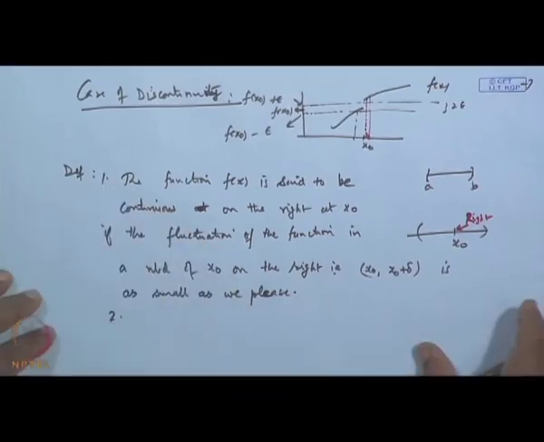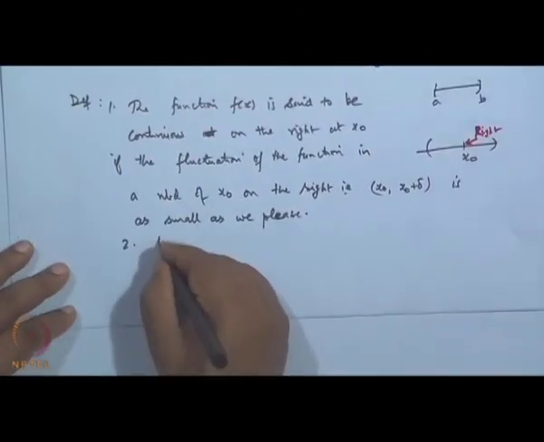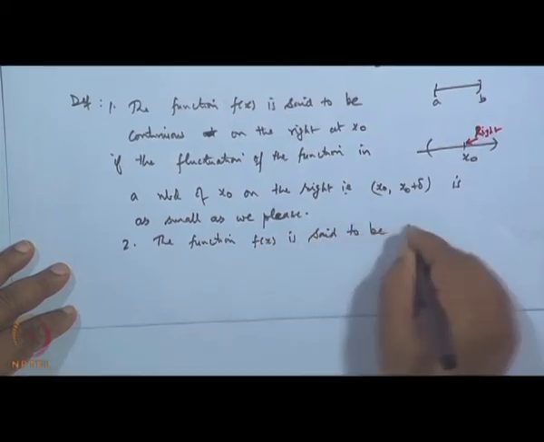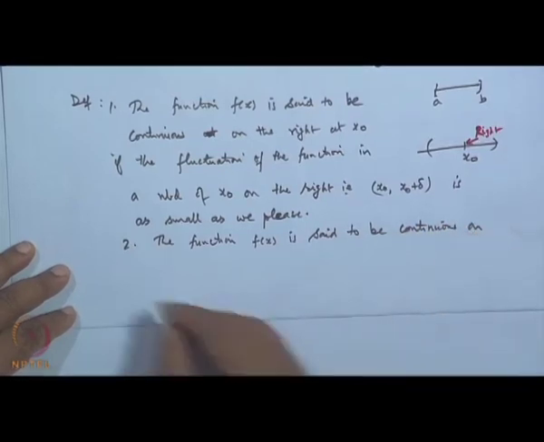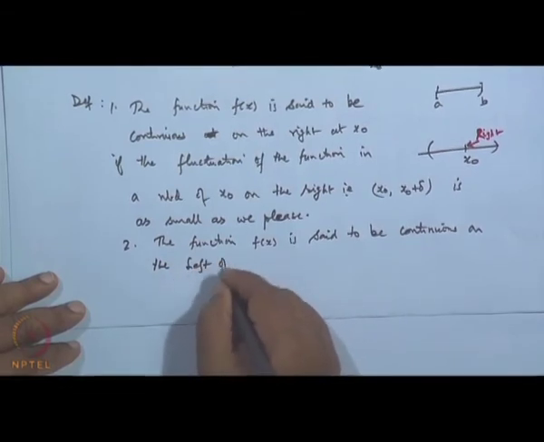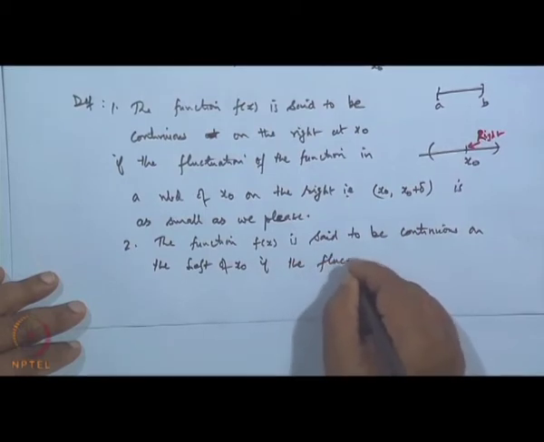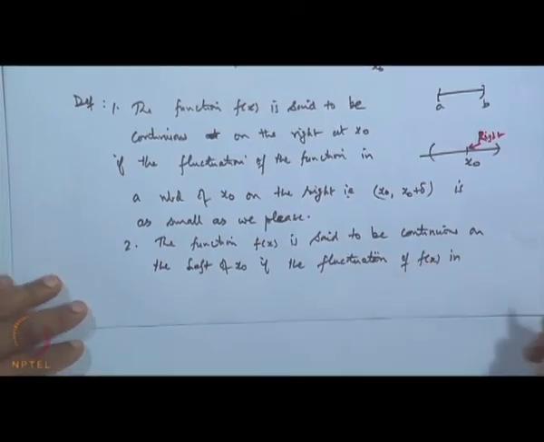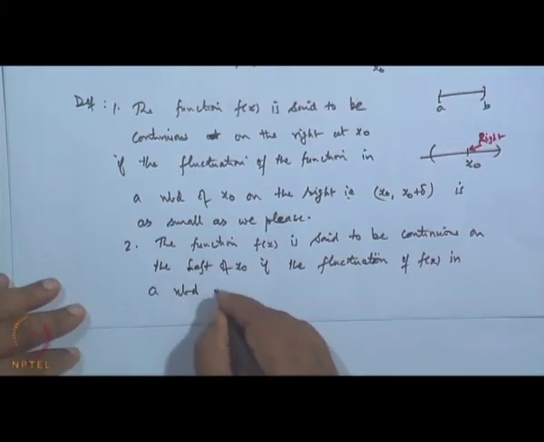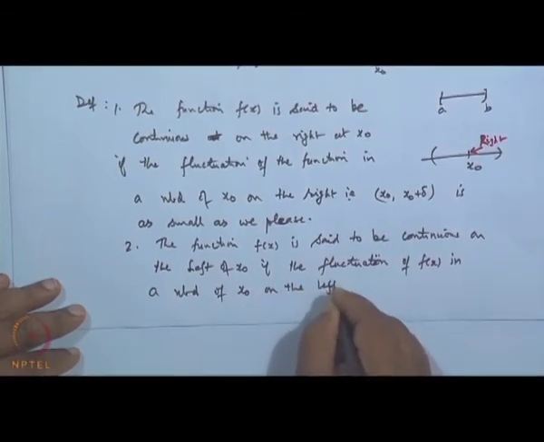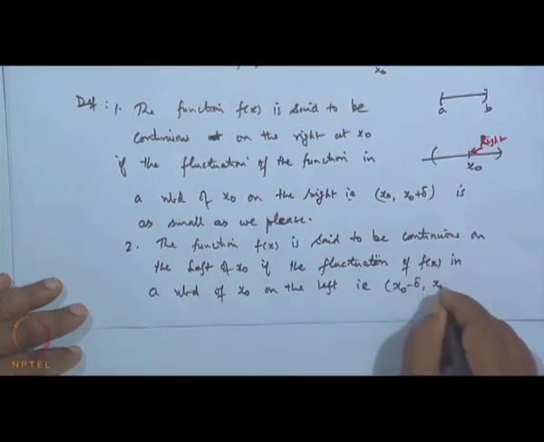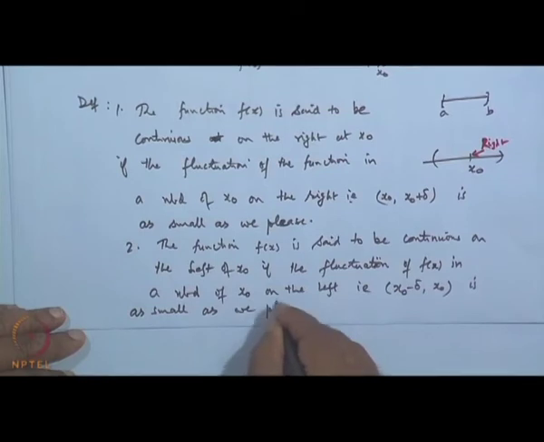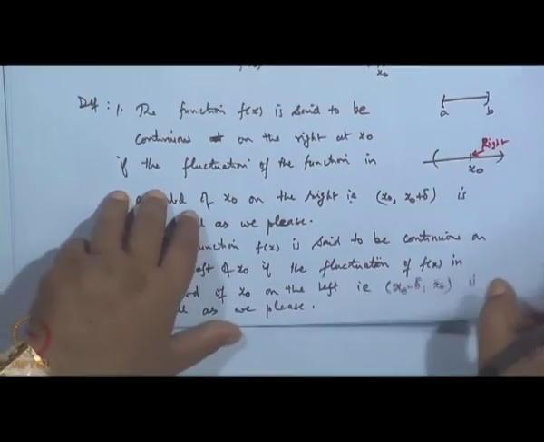Similarly, the function f(x) is said to be continuous on the left of x naught if the fluctuation of the function in a neighborhood of x naught on the left, that is x naught minus delta, is as small as we please. So that's the important one.